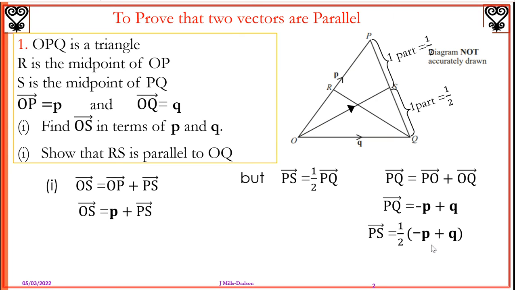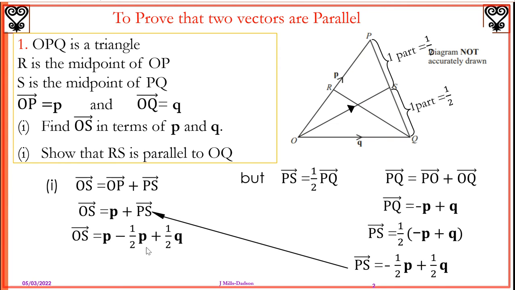Now that we know what vector PQ is, we find half of that. Expand the bracket. So we are now going to replace vector PS with negative half P plus half Q. Then we simplify and factor out where possible. If we simplify, we have half P plus half Q, and if we factor out half, we have half into bracket P plus Q. So that is our vector OS.